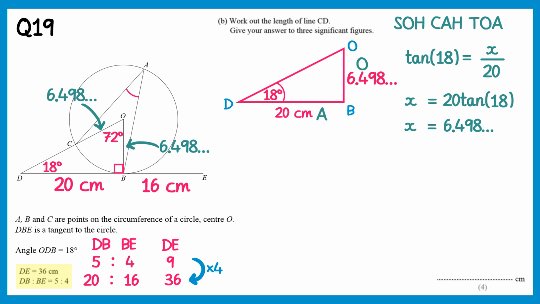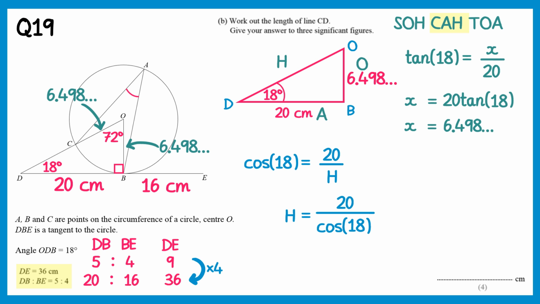Let's add OD to our triangle by labelling it H. We can find H using SOHCAHTOA again by using cos. So if we write out cos of 18 equals the adjacent, which is 20, divided by H. If you rearrange this, then H equals 20 divided by cos 18, which if you type into your calculator will give you H equals 21.029 and so on.